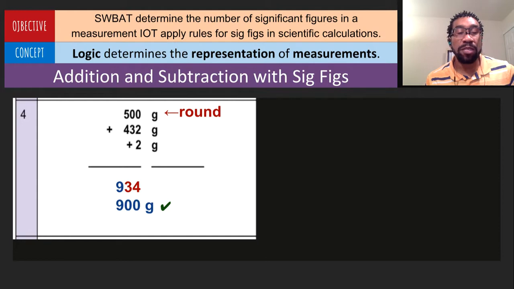What we're ultimately saying is, because 500 is our worst measurement, our final answer cannot be better than our worst measurement. So therefore, if 500 only has one sig fig and there's no decimal places, then our final answer can only have one sig fig. And that's why we have to round all the way down to 900 rather than keep it at 934.